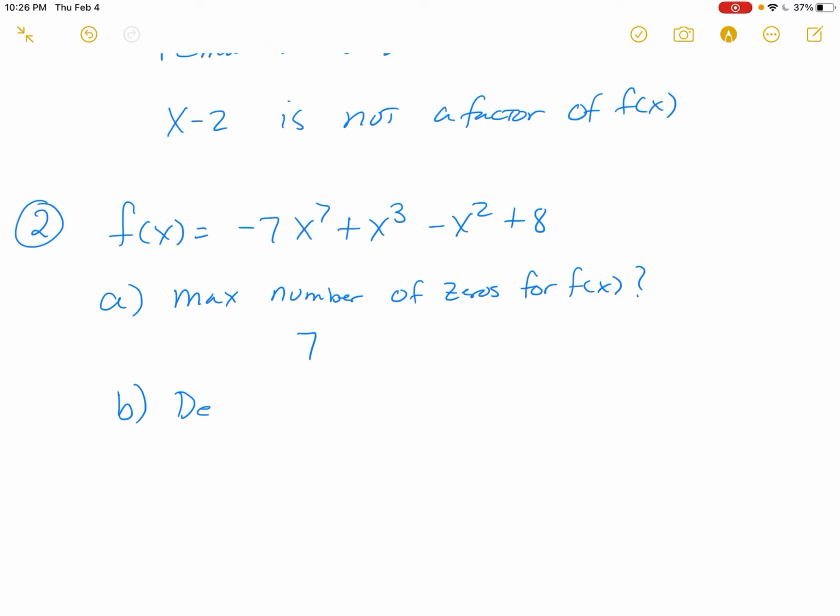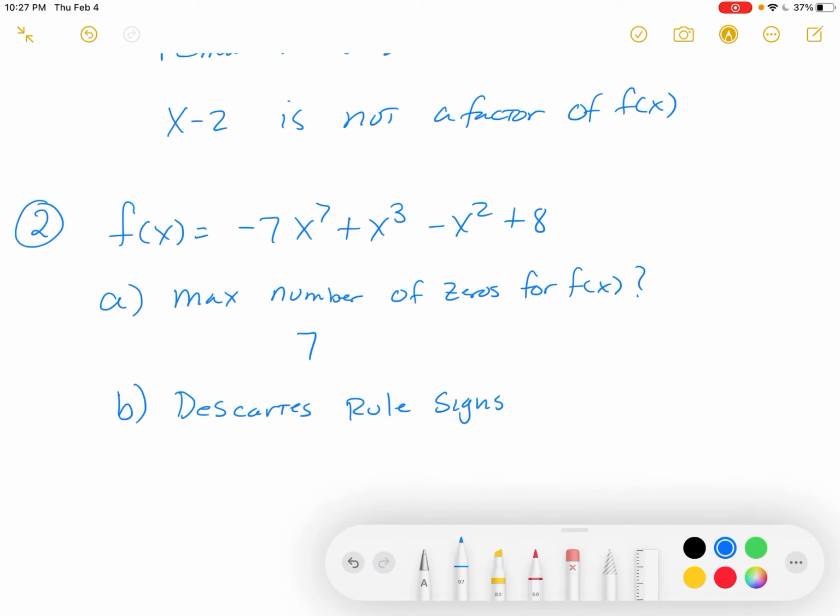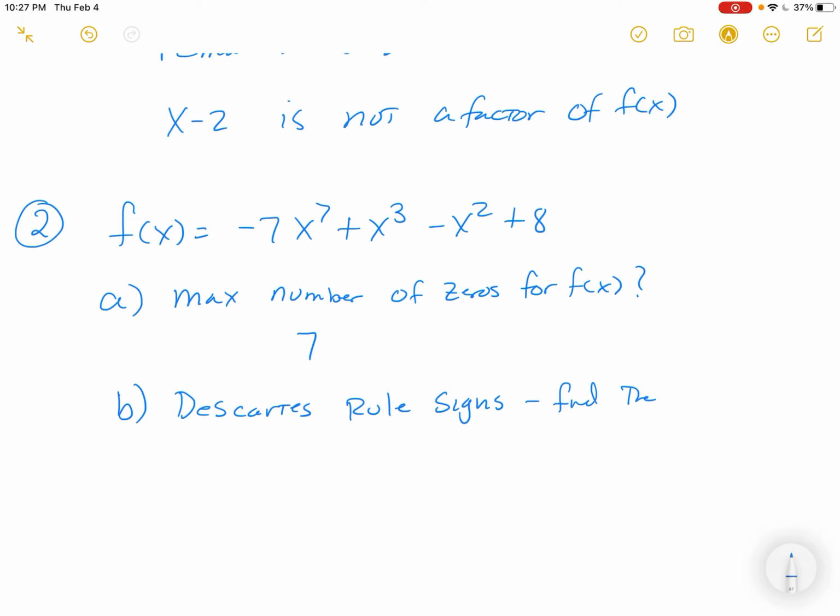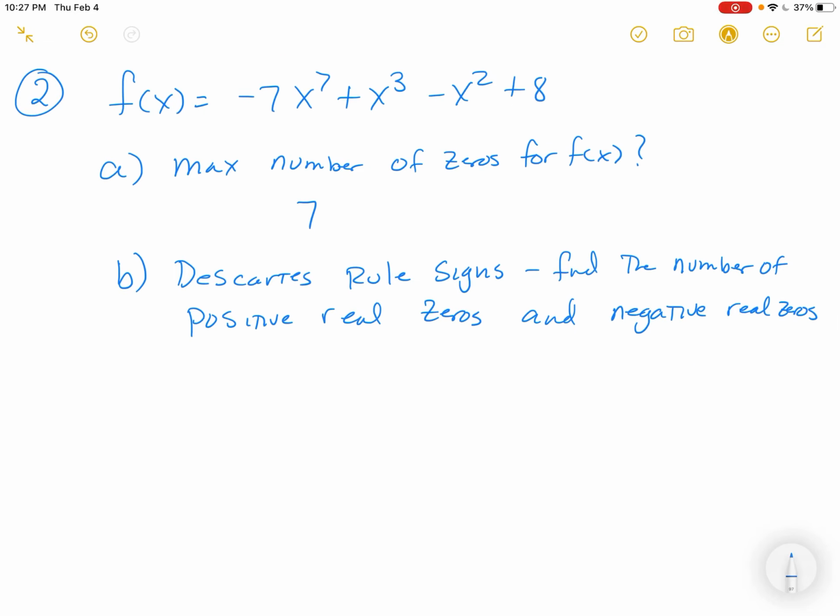Descartes' rule of signs. So use Descartes' rule of signs to find the number of positive real zeros and negative real zeros. Okay, let's do that. So, Descartes' rule of signs.